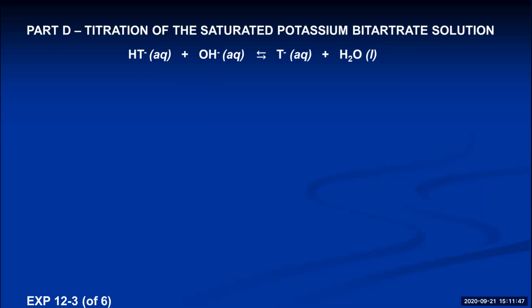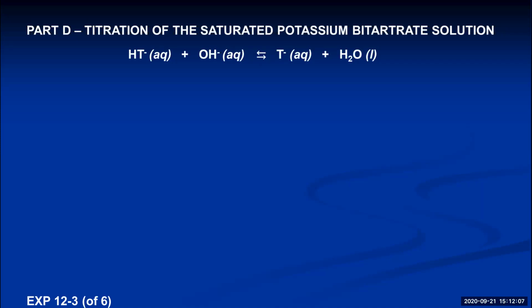The hydroxide, being a strong base, will react completely with the bitartrate ions, pulling their hydrogens off, creating water molecules and then tartrate ions. I wrote a double-headed arrow here, but I should really write a single-headed arrow. Anytime you have a reaction involving a strong acid or a strong base, that's a reaction that goes to completion.